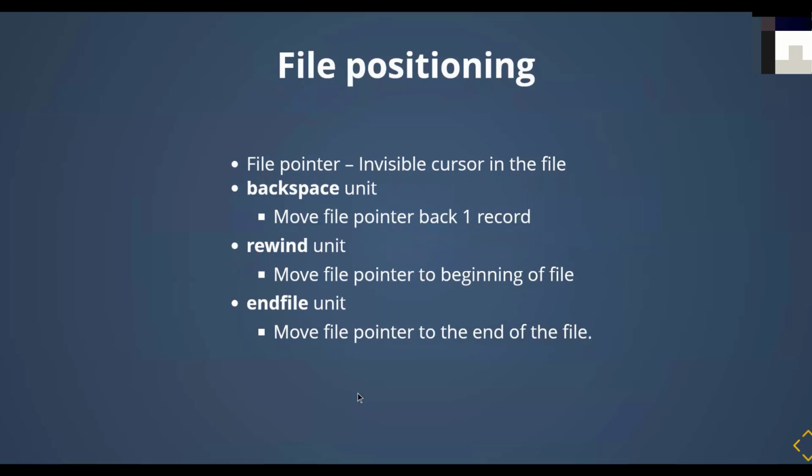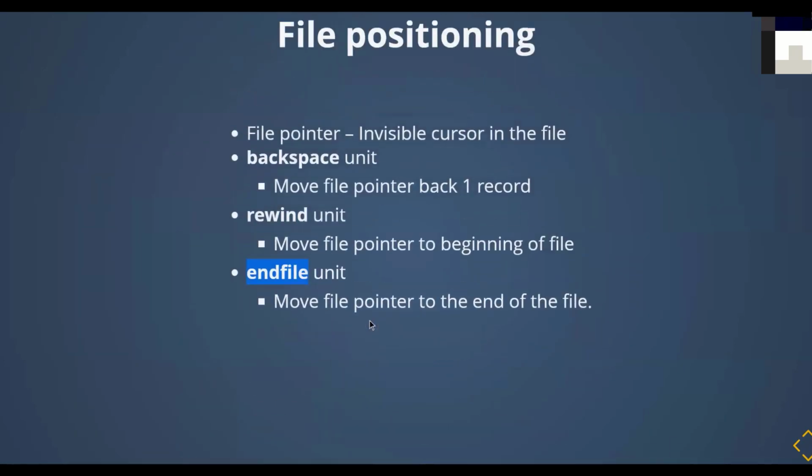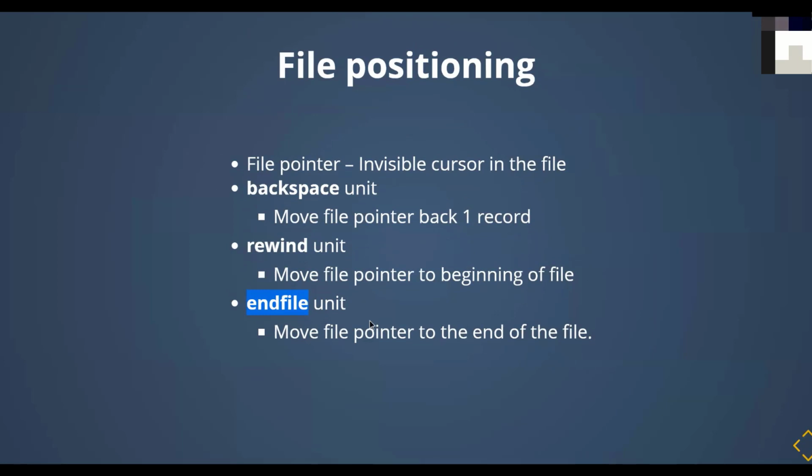You can also move back and forth in the file, so when you write, it will jump forward in the file. You can move a pointer, a kind of invisible cursor, in your file using backspace to go back 1 record. You can rewind to get to the beginning of the file. You can go to the end of the file as well. You can use that with record-based, direct access file IO.